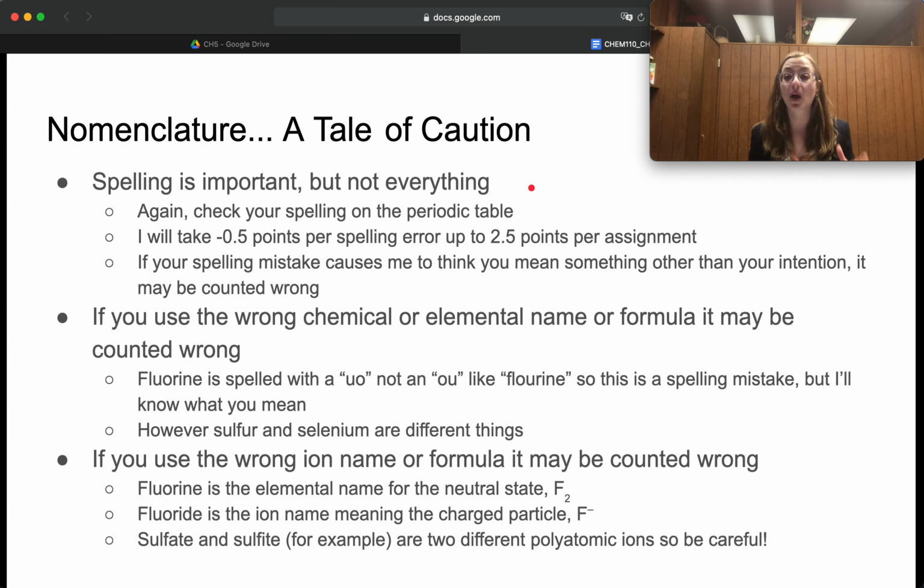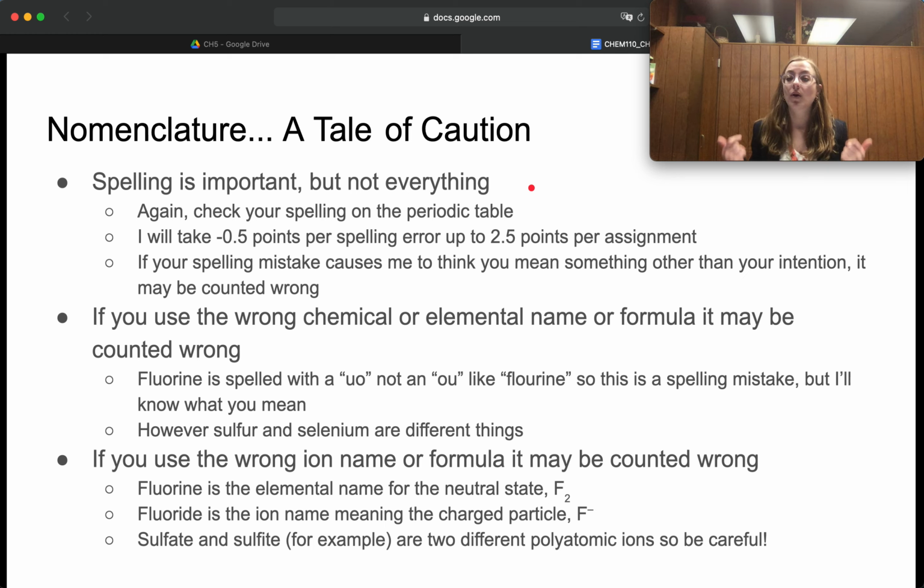I care that you spell things correctly, and I want to emphasize that you need to be sure you are triple checking. However, it's not going to kill your grade if something like that happens, okay? However, I have one caveat. If your spelling mistake causes me to think something else other than what you intended it to mean, I reserve the right to count that wrong, okay? So if I can't read what you've written and I can't determine exactly what you mean, I can't really give you the credit there, okay?